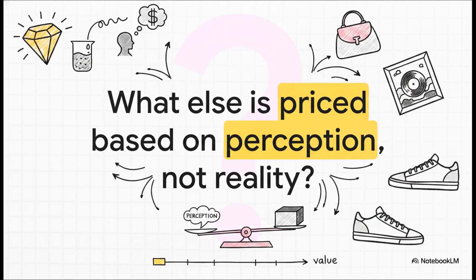So I'll leave you with this as we wrap up this explainer. As you look around at what you buy every day, if value is totally subjective, what else in our world is priced purely on our perception rather than any objective reality?